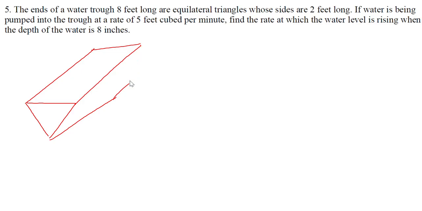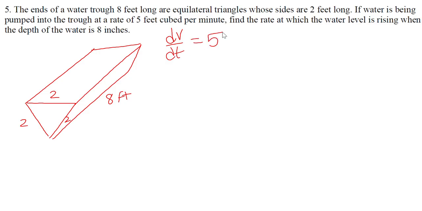Well, that looks really bad too. Let's try and do that again. Something like that. And this is 8 feet long. We know that's not changing. And we know that this side here is 2 feet, this is 2 feet, this is 2 feet. Those aren't changing. But what's happening is we're filling up this trough, right? And so we're trying to figure out the rate at which the water level is rising as we pump water into the trough at 5 cubic feet per minute. So dV dt is going to be 5.